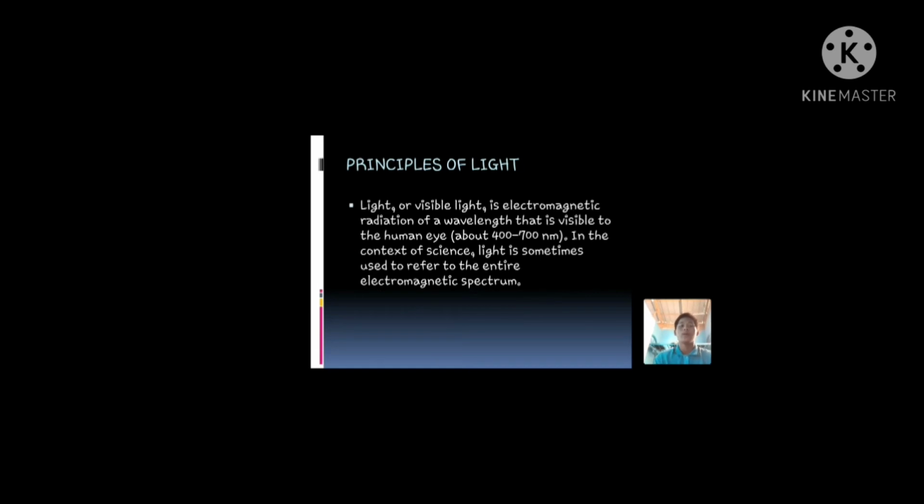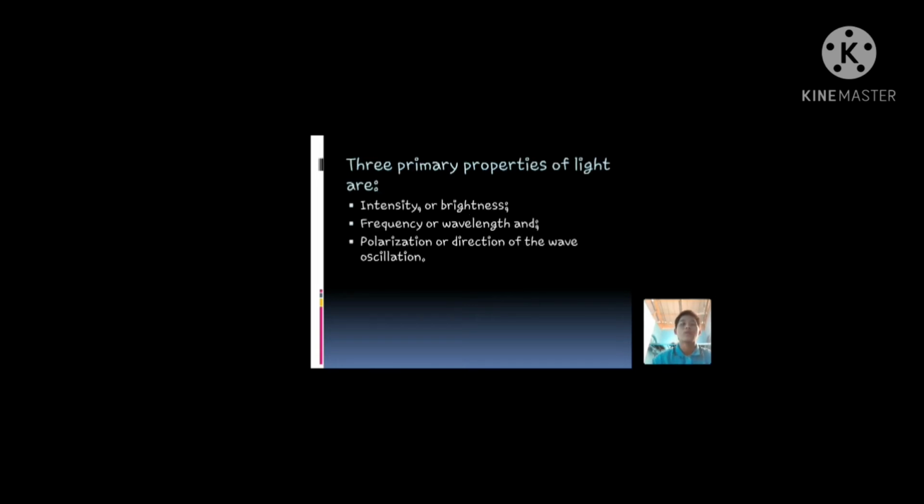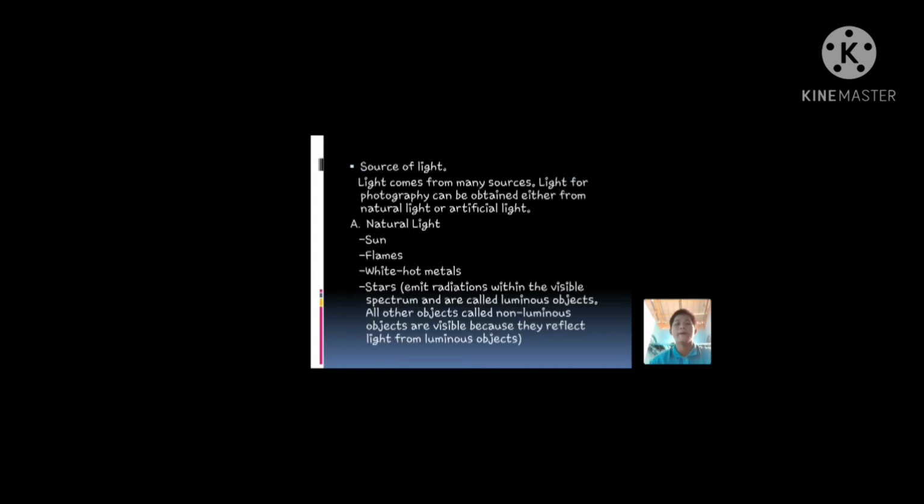Principles of light. Light or visible light is electromagnetic radiation of a wavelength na nakikita ng ating mga mata na umaabot hanggang 400 to 700 nanometers. In the context of science, ang light ay minsan ginagamit sa pagtukoy sa buong electromagnetic spectrum. Three primary properties of light are intensity or brightness, frequency or wavelength, and polarization or direction of the wave oscillation.